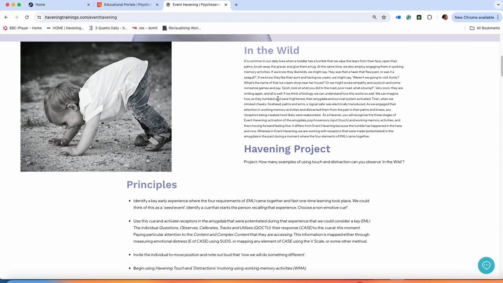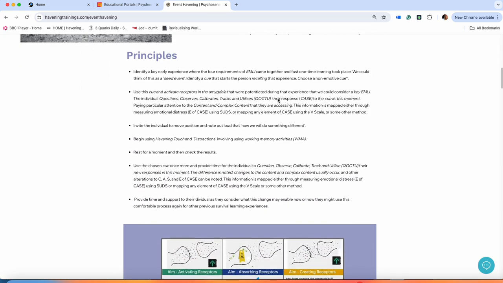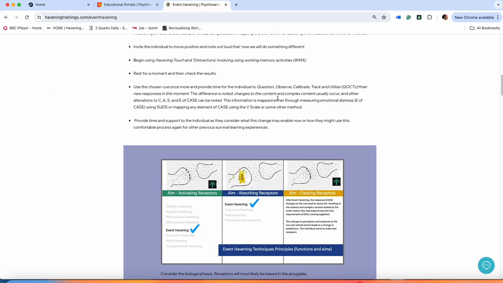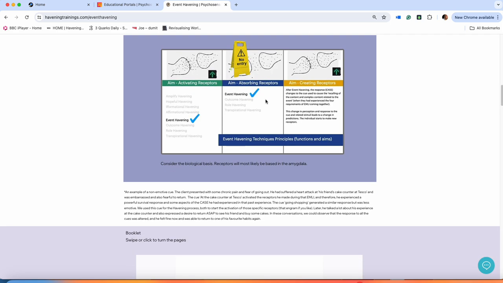Now if we think about the biology, we can think about how that relates to Havening, and I explain the rest there. I'll let you read it. About those receptors of being absorbed again. And then some information about event Havening, what's the aim of it. So we're activating receptors, and then our next aim is we're going to absorb those receptors. It's the person that's going to do it. So the person's going to activate the receptors, the person's going to absorb receptors, and then they're probably going to create receptors after that, because they're going to start having new insights.